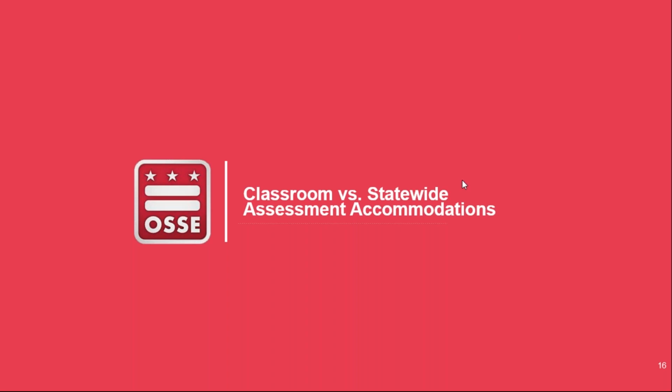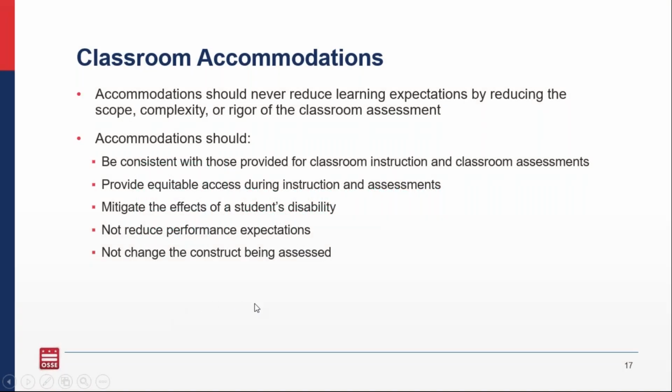All right, so our next section, classroom versus statewide assessment accommodations. So, accommodations should never reduce the learning expectations by reducing the scope, complexity, or rigor of classroom assessment. Accommodations should be consistent with those provided for classroom instruction and classroom assessments, provide equitable access during instruction and assessment, mitigate the effects of a student's disability, not reduce performance expectations, and not change the construct being assessed.